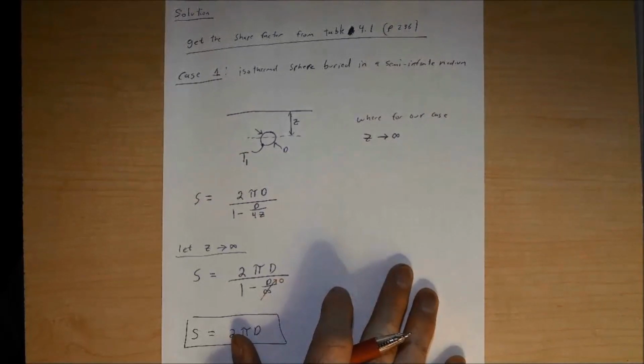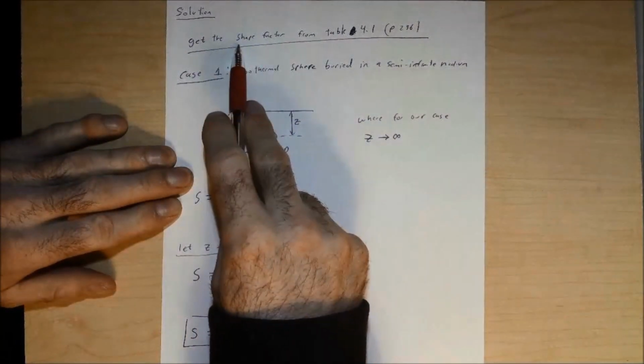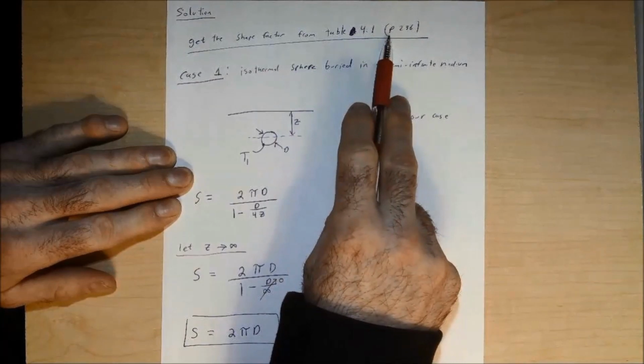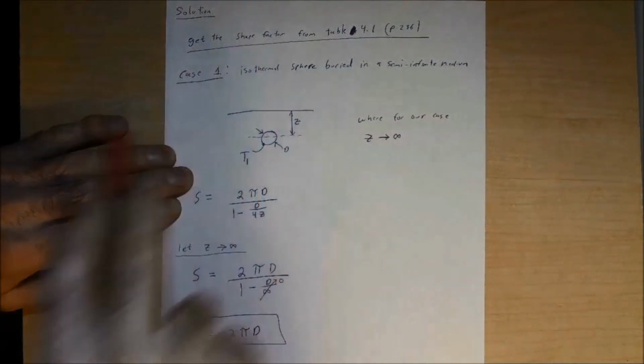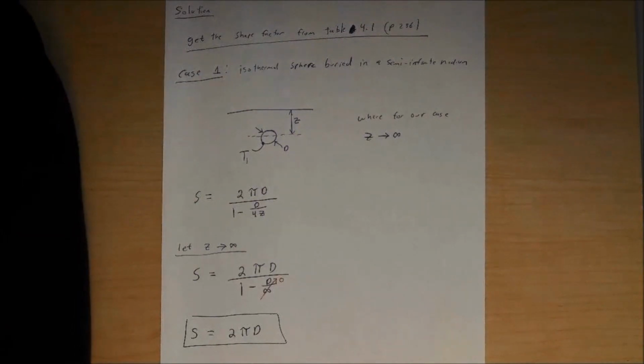So the first thing we want to take a look at for this particular problem is the fact that we're going to need our shape factor. So for our shape factor, we can go to table 4.1 on page 236 and take a look at case 1. So now we'll take a break and switch over to the book and take a look at table 4.1.